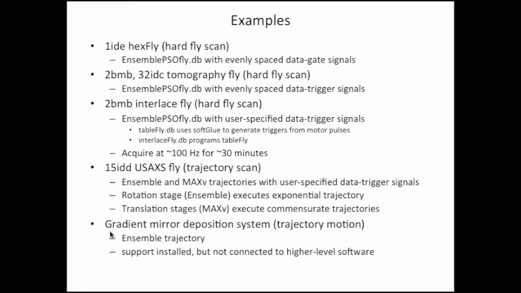They just execute commensurate trajectories. And the last thing is, it's not really a trajectory scan, it's just a trajectory, because for gradient mirror deposition you want to be able to vary the speed at which the mirror moves, and basically what you're doing is varying the thickness of the deposited coating. That's been installed, but it's not connected to higher level software, so it's not really active yet.